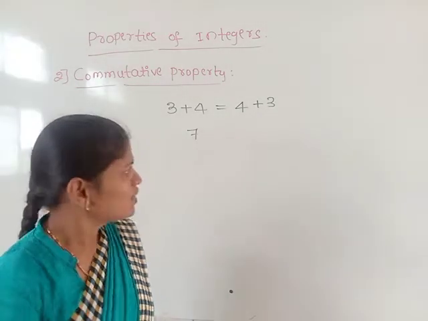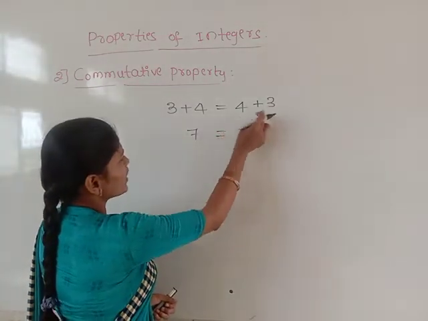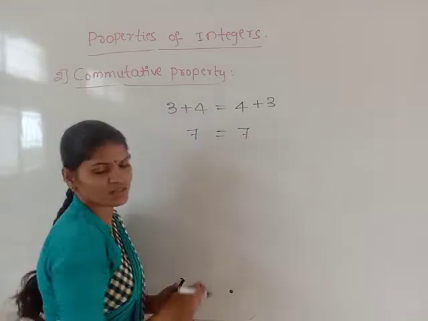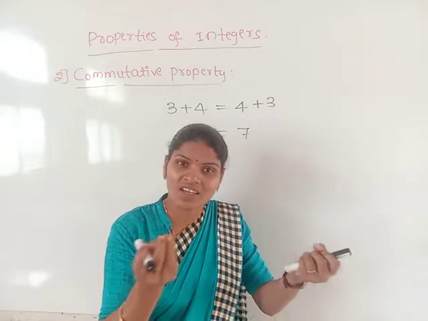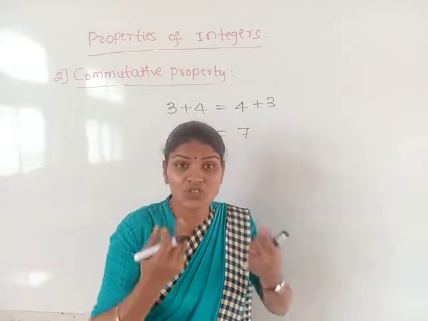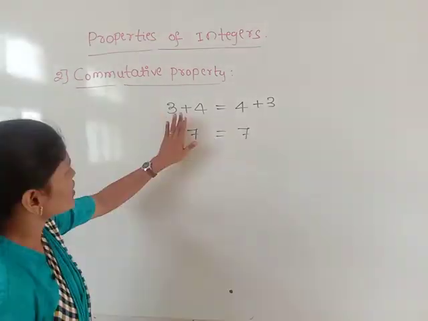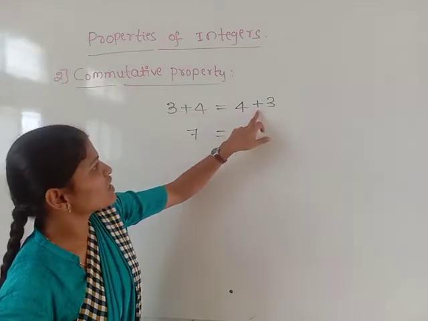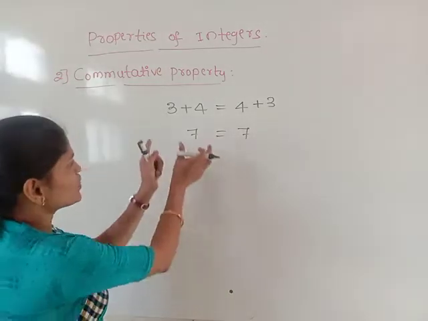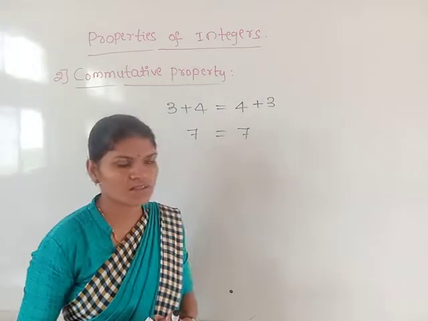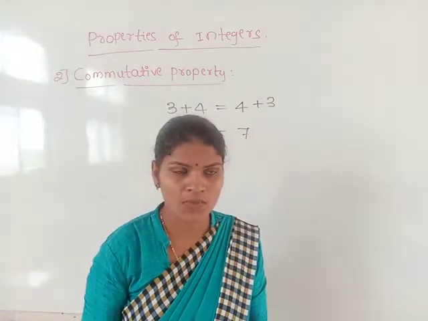Please tell me, the sum of 4 and 3 is what? 7. If you add the numbers in any order, the sum should be the same. 3 plus 4 is 7, and 4 plus 3 is also 7. One more example. Here both are whole numbers. Yes, the sum is the same.